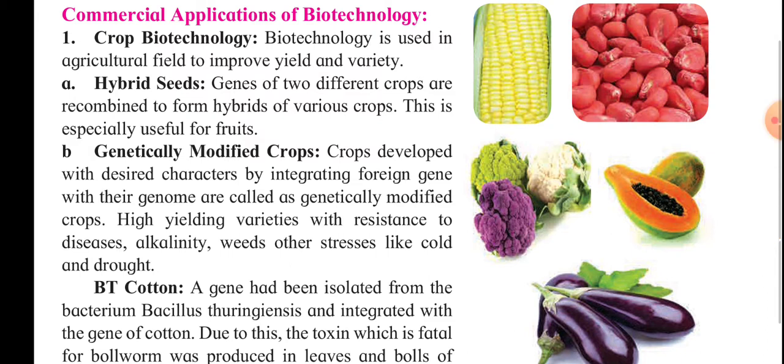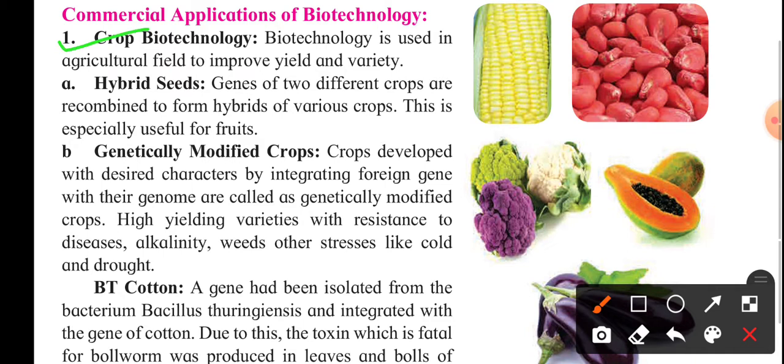Now, after that, the commercial applications of biotechnology, the commercial uses. First, crop biotechnology, which is used in the agriculture field to improve the yield and variety, with hybrid seeds to give better crops. Genetically modified crops means well developed seeds are used to produce good quality products.